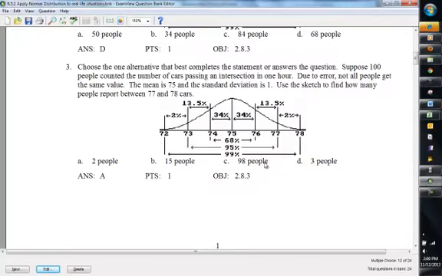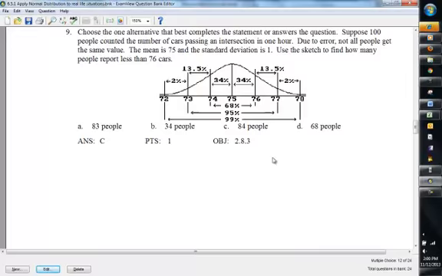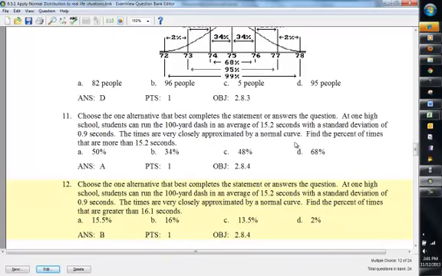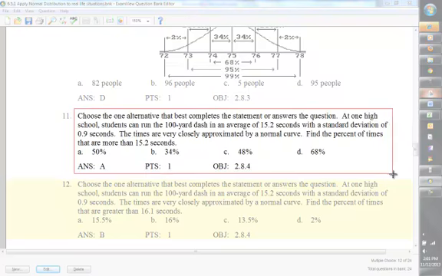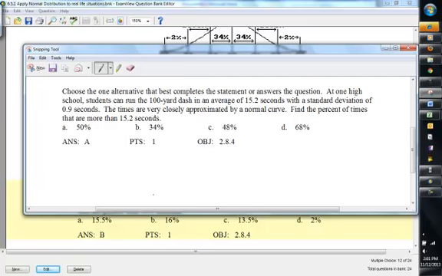Let's look at another example, one that doesn't have the graph scoped out for us. Here we go. Suppose we were talking about a 100-yard dash race. In this case, we draw the standard normal curve. The average is 15.2 seconds with a standard deviation of 0.9 seconds. The times are approximated by a normal curve.